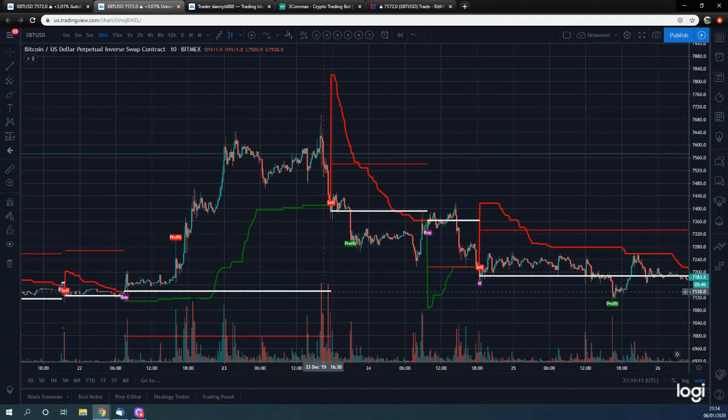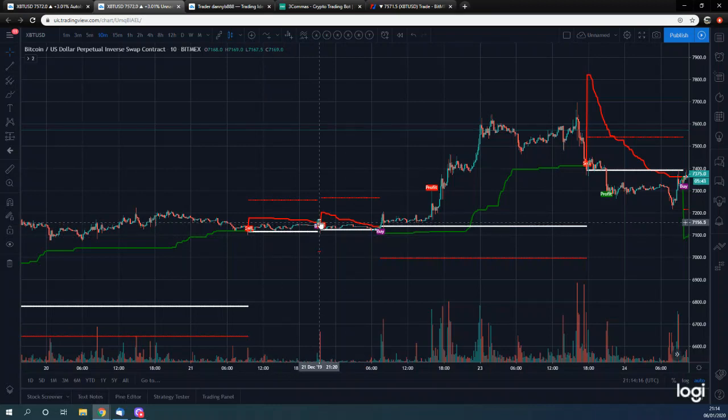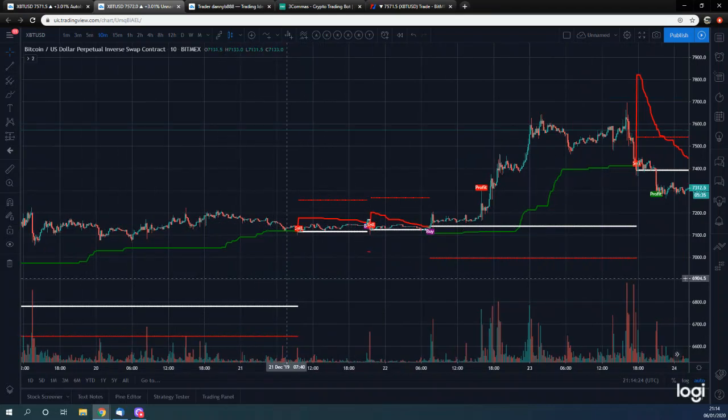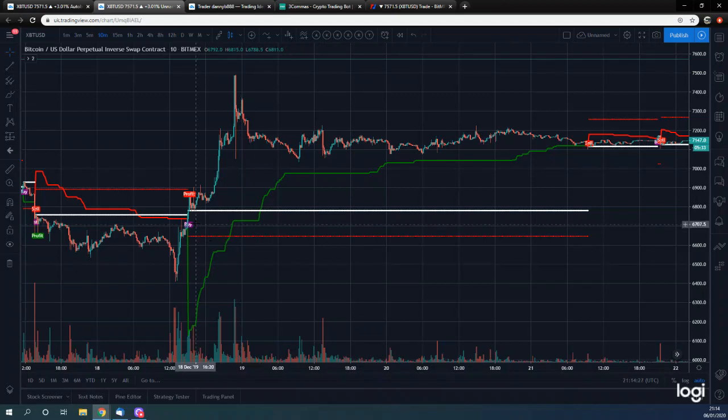Sell, profit, buy, profit. Here a buy and sell, buy, again, this isn't even really a chop zone. It's not even moving. The price is basically the same price. Moving a bit further back, buy, profit.